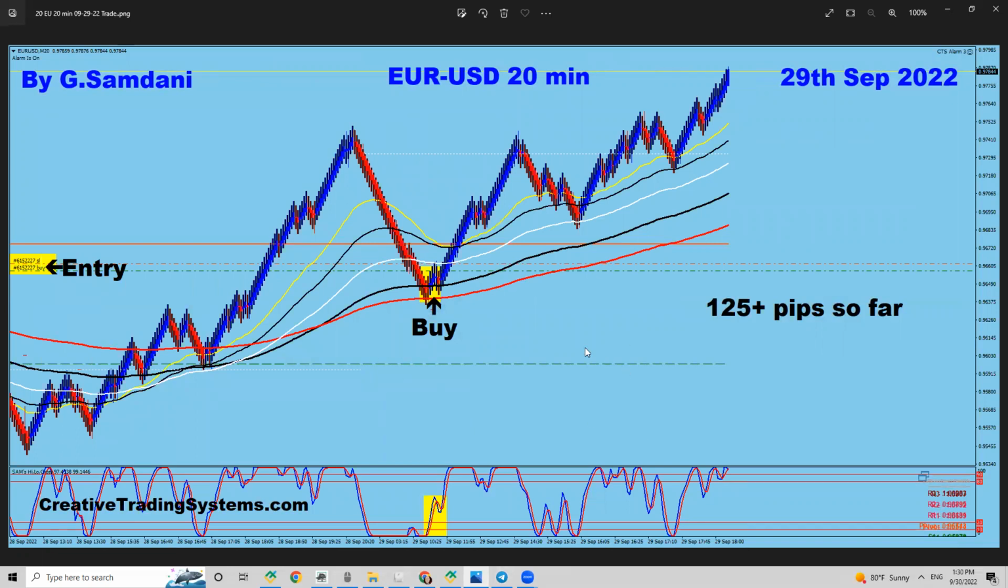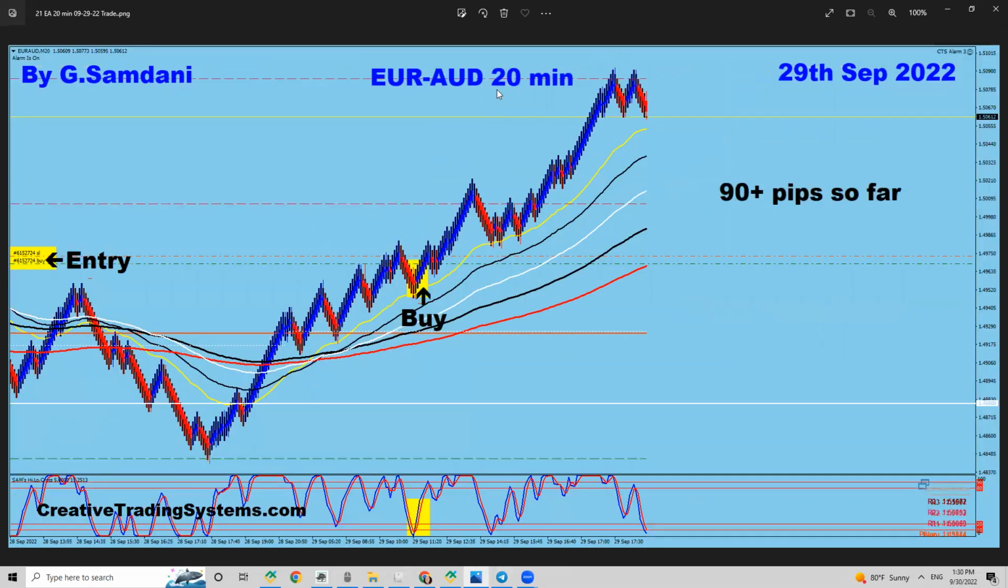And this one on the 29th, euro USD, and this is euro Aussie. Euro started to get strong a little bit. So euro USD went up, and euro Aussie also went up for 90 pip. So these are almost 20 trades last week based on my simple setup and this alarm, CTS alarm 3. Every time the setup is about to kick in, this alarm starts beeping, and all you've got to do is come in and take the trade. Simple as that. Okay, so this is it for now.